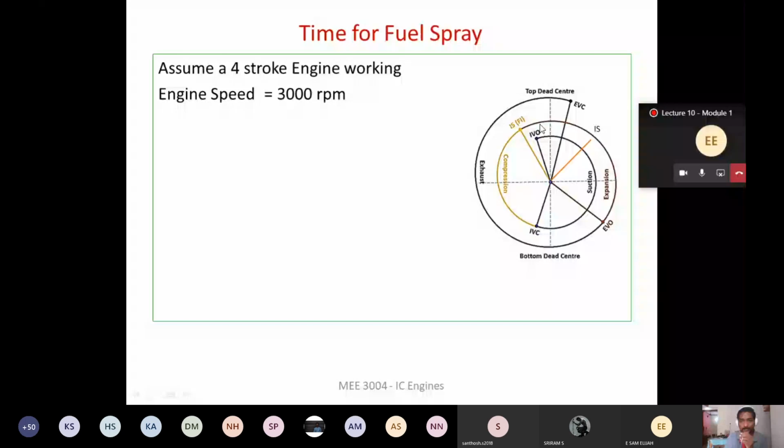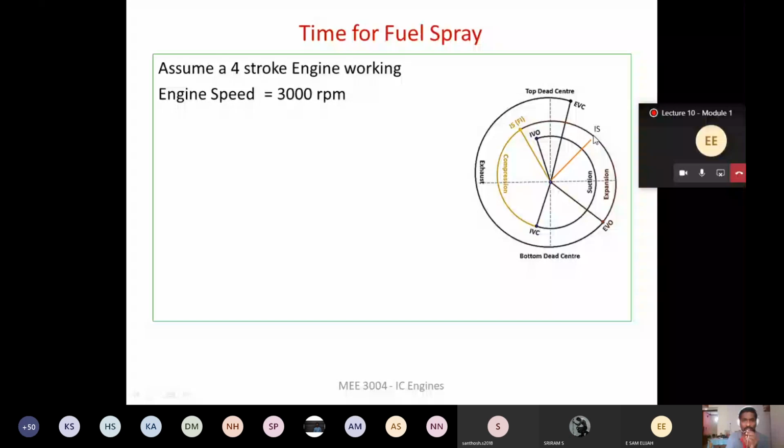Now this time period we want to determine in terms of seconds. The crank angle turned during the fuel injection will be around 20 to a maximum of 40 degrees. Generally from 30 to 40 degrees it will be there. In some cases you will find around 25 is also possible. So now let us calculate how much time it takes for fuel injection.